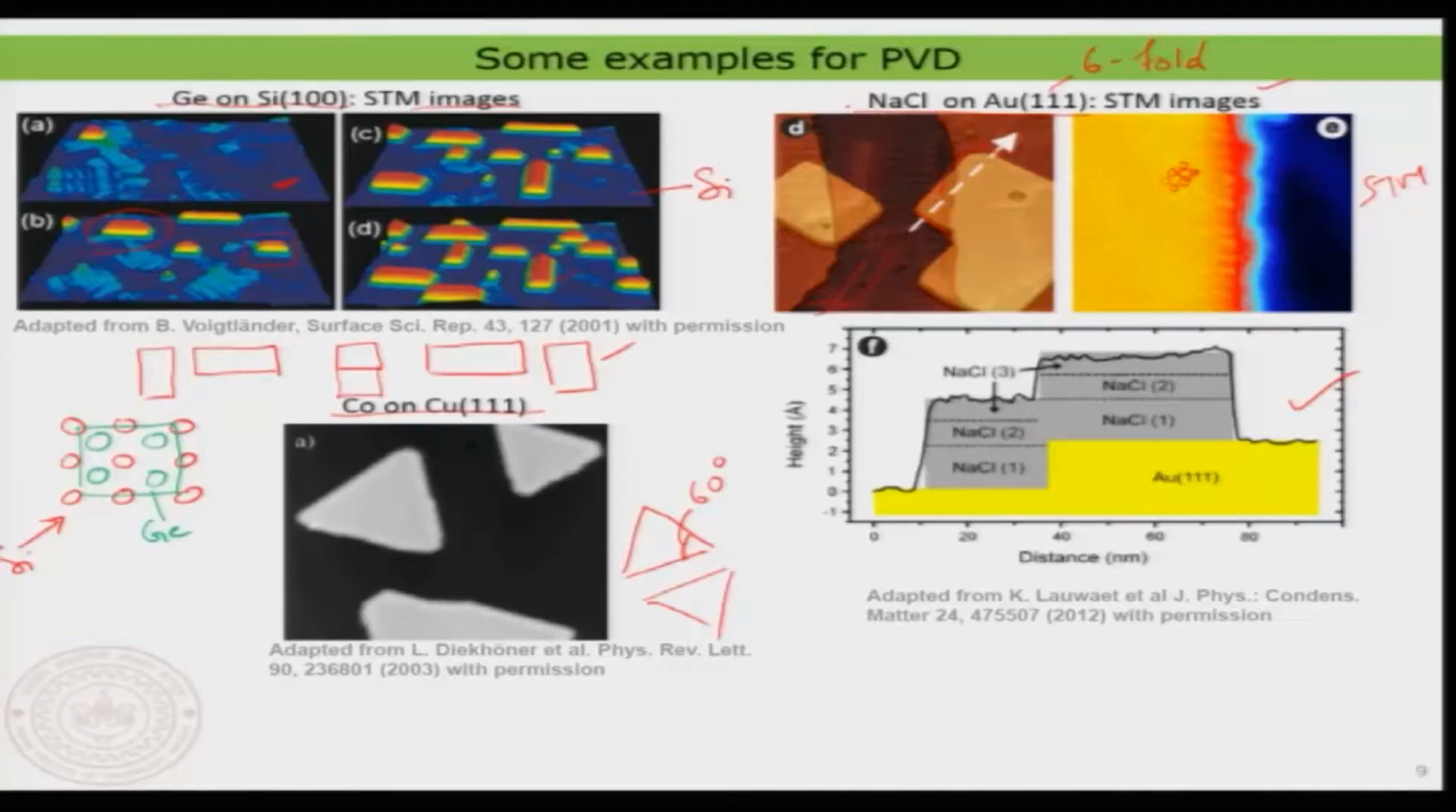Now there is always a competition between the adsorbate interaction and the adsorbate-surface interaction, and that finally decides the shape of the island that you form. So it is very clear in the case of sodium chloride on gold 111 surface that the interaction between the sodium and the chlorine atom is so strong that the gold symmetry is not observed in the final island that is formed.